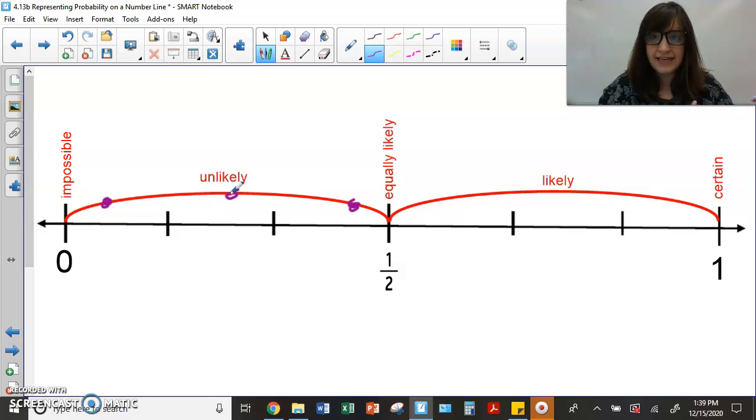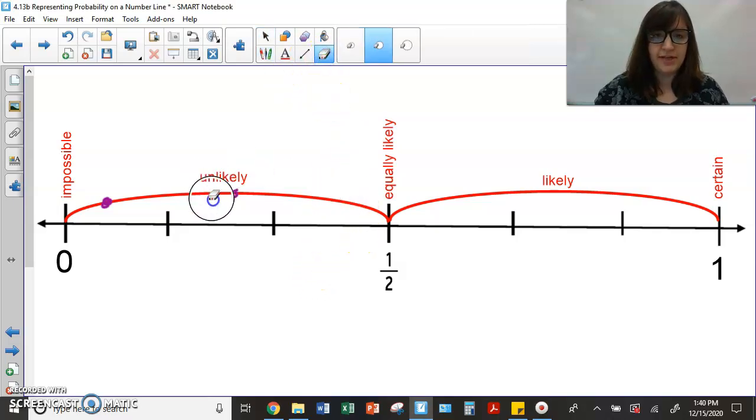So unlikely and likely, because the same thing goes for over here, something can be really close to certain but not quite, or really close to equally likely but not quite. So likely and unlikely are ranges. They could be a lot of things. So those can be represented with any fraction that's greater than 1/2 but less than 1. And unlikely can be any fraction that is less than 1/2 but greater than 0.